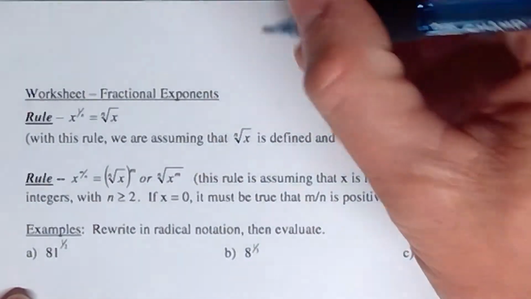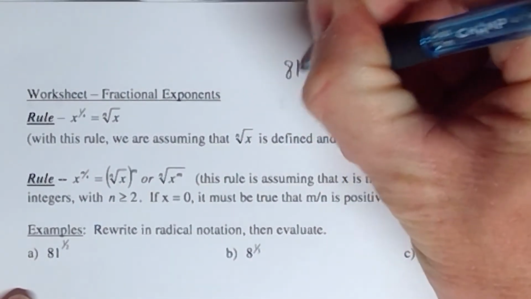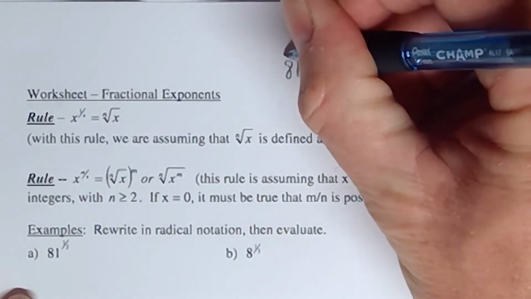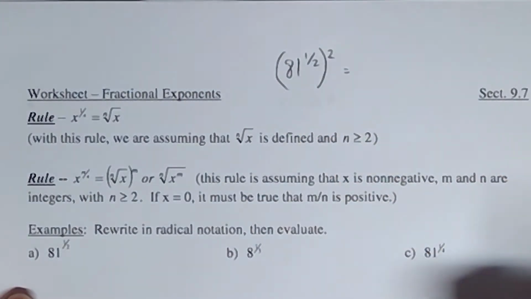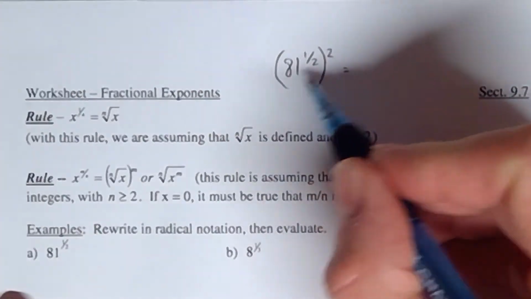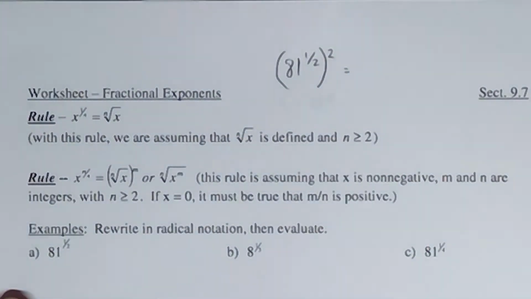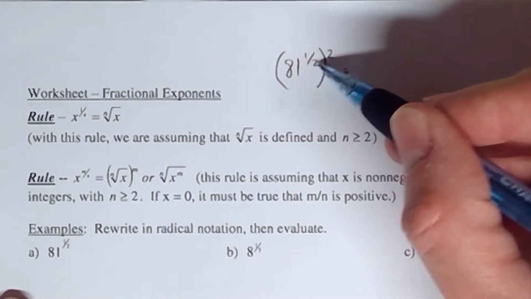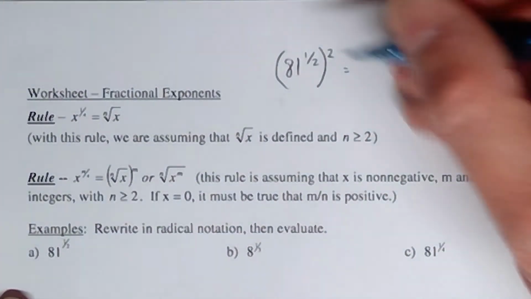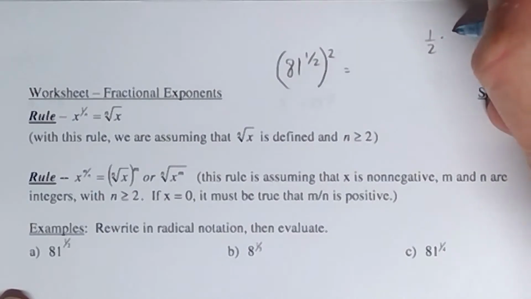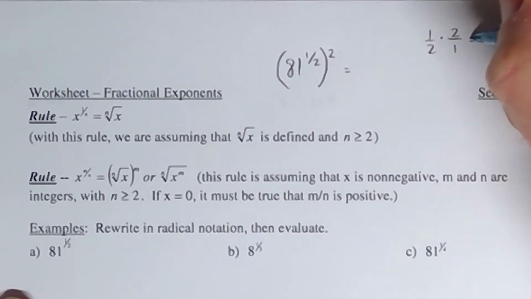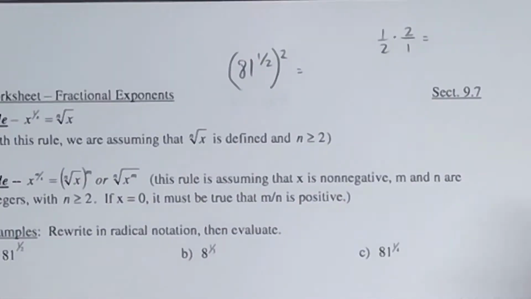So 81 to the 1/2 power, right? Let's take that. Now, as you guys know, if I put a bracket around that and then put an exponent on the outside, we learned back in Chapter 2 that when you have a term in a bracket taken to a power, that means that you multiply the exponents. Okay, so this would actually be 1/2 times 2, which is the same thing as 1/2 times 2 over 1.